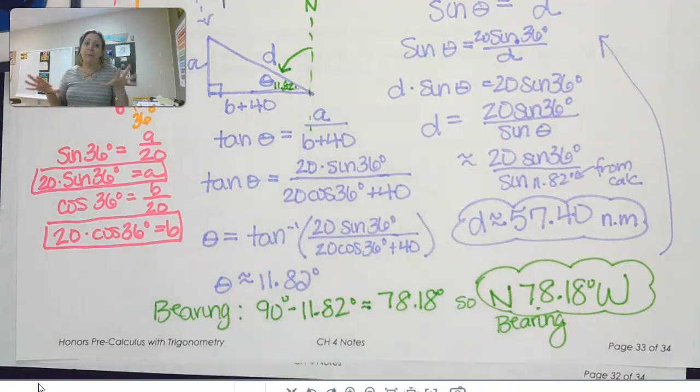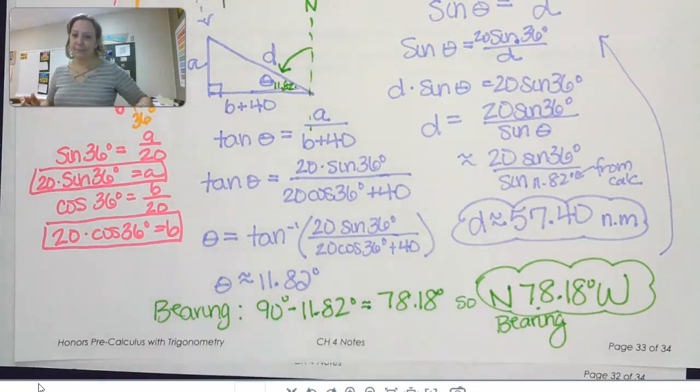This is a lot, probably not on a quiz or test situation, just to be honest with you, but it's really good to see these different relationships and be able to look at the different triangles, dissect them, and see how they interact with each other. Something like this does have the bearing in it as well.